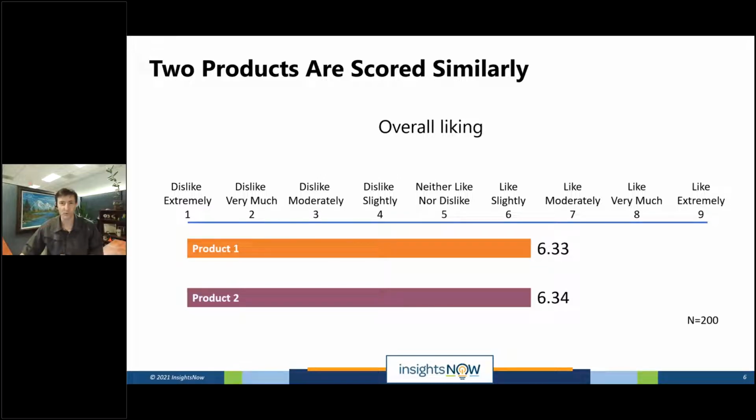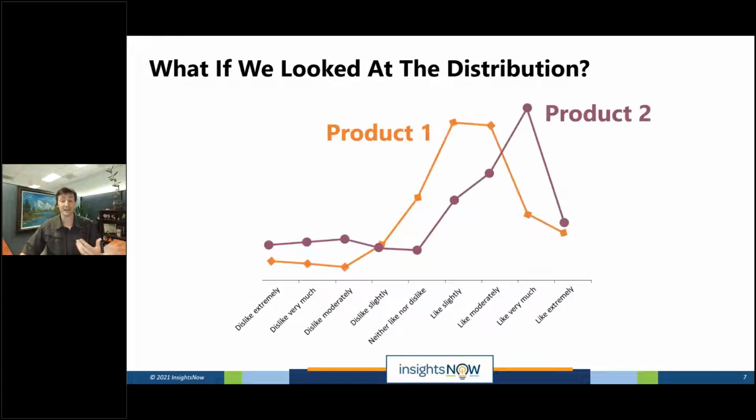6.33, 6.34, you would say both of those products are liked very, very similarly. And most of us stop there. Most of us look at those mean scores, say no significant difference between these products, and we're done. If you start looking for patterns, though, you might actually want to look at a distribution.